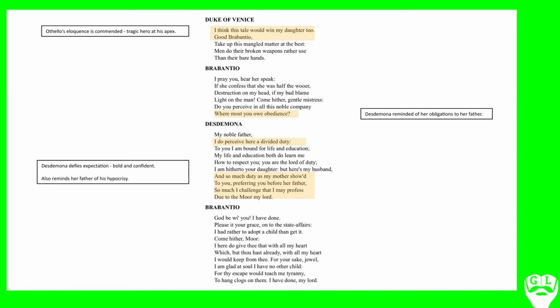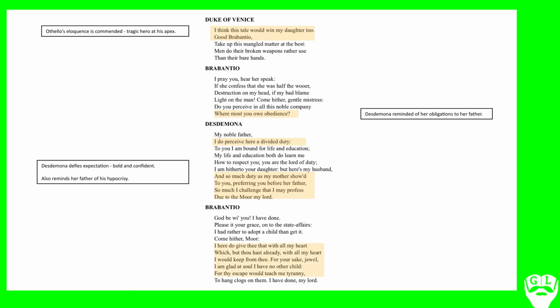Notice this, Desdemona's defying expectation. She's bold and confident, full of confidence. She also reminds her father of his hypocrisy, how her own mother ran away from her grandparents to marry Brabantio. This is a woman that's speaking in bold, confident terms in a place where she would ordinarily have no place to be. It's an important point to mention there with Desdemona.